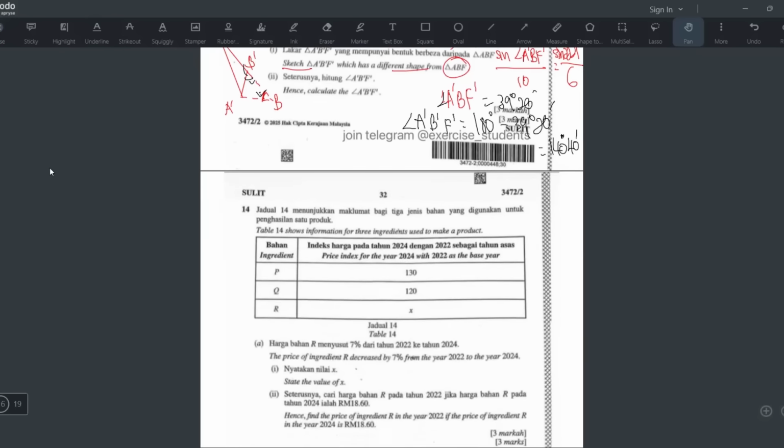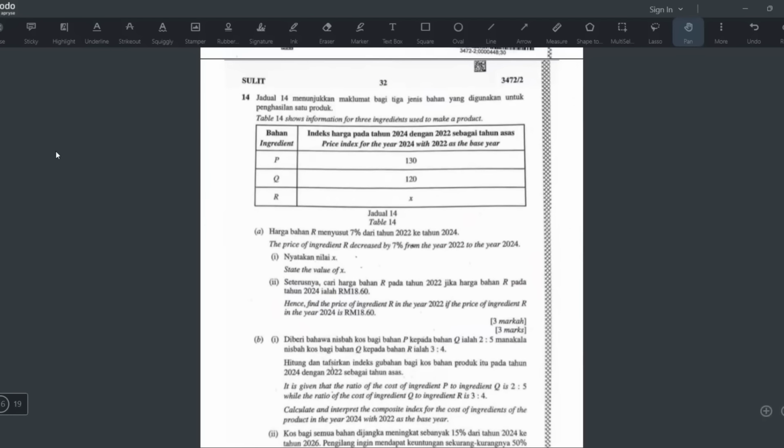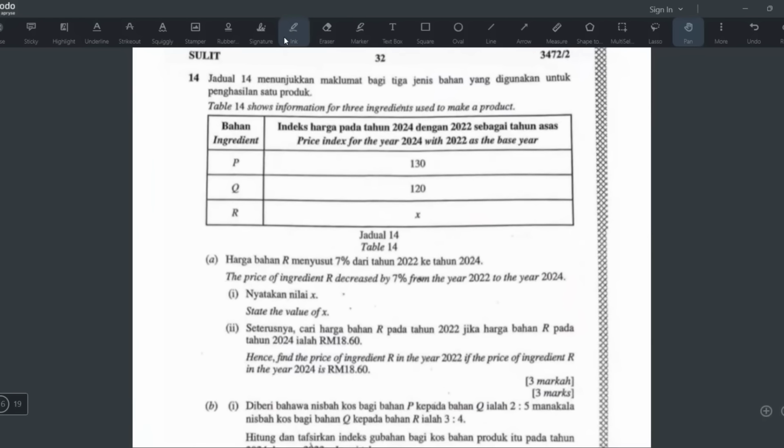Okay, let's go number 14. What chapter? Index number, Form 4, Chapter 10. Alright, this will be worth 10 marks also lah. Table 14 shows information for 3 ingredients used to make a product.